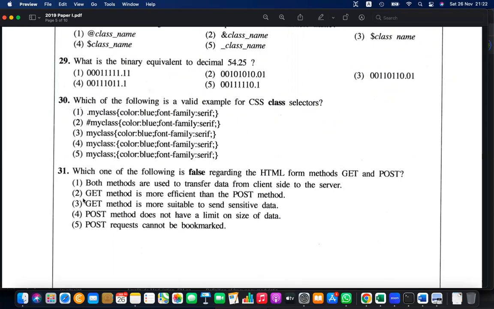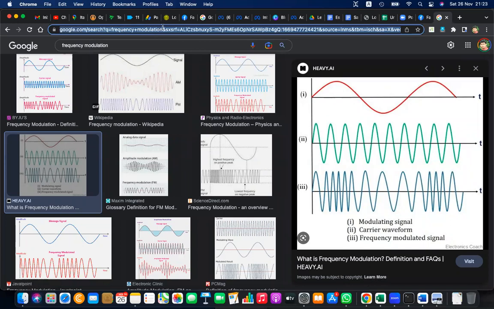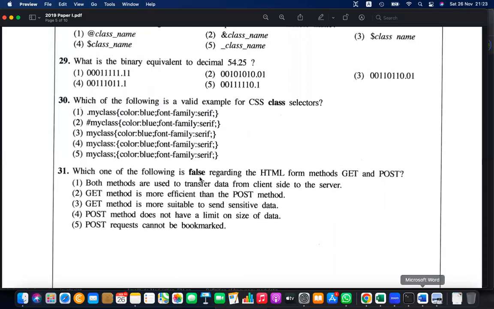No. Because get sends data through the URL. It's not sensitive. Everyone can see and bookmark that. Later they can obtain the data. That is not a good way. Whatever you type in the get, you can see in the URL itself, in the address bar. That is a get request. It's not secure. It's not good for sensitive data. So that should be the answer.